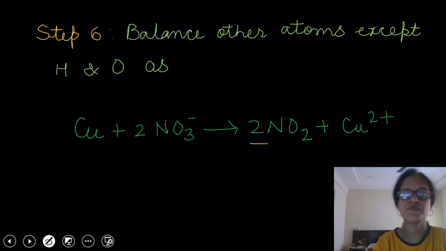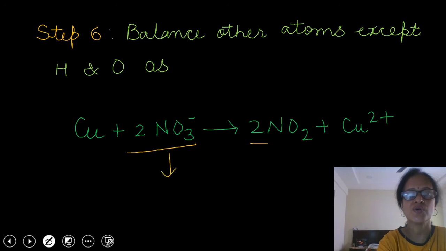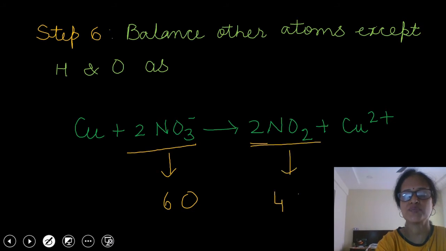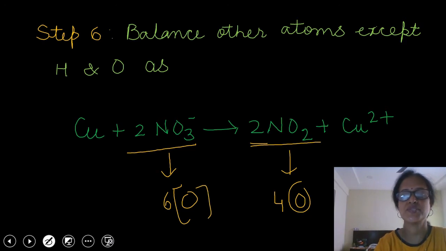In the next step you have to balance hydrogen and oxygen. As I told you in the beginning, balancing of hydrogen and oxygen depends on the medium. So as in this reaction nitric acid is present, the reaction is taking place in acidic medium. So let's see how we can balance hydrogen and oxygen. For balancing oxygen atoms, we will add water molecules to the side which is deficient in oxygen. We can see here that the reactant side has 6 oxygen atoms and the product side has 4 oxygen atoms. So we can see that the product side has 2 oxygen atoms less.